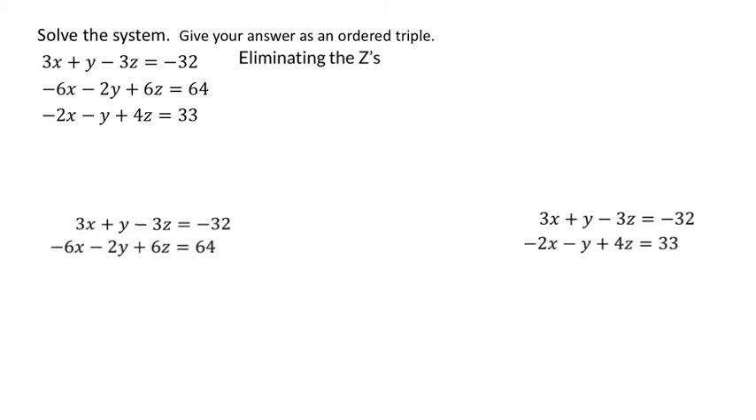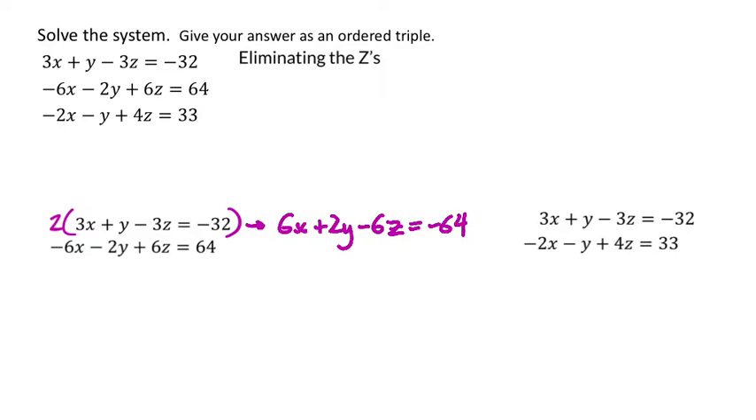All right, so let's start with these two equations. So I got to take this top equation. I need to multiply it by 2 so that my coefficients of z's will be opposites. All right, so what does that give me? It gives me 6x plus 2y minus 6z equals negative 64.